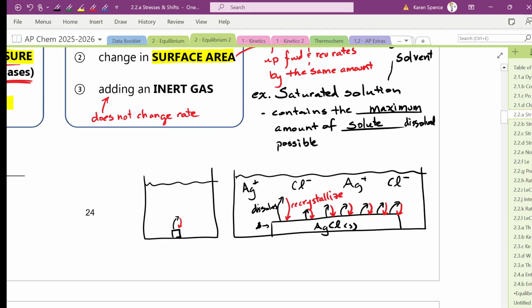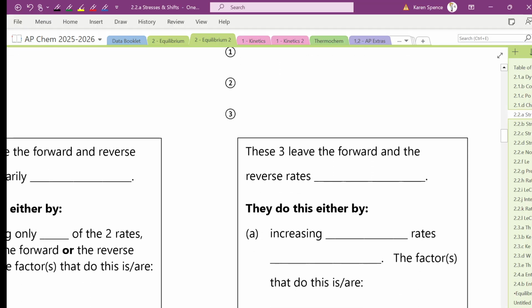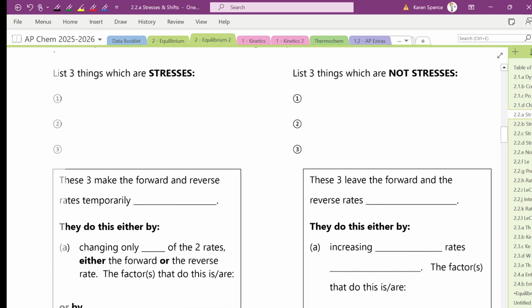All right. So right now, on the next page, you are going to list 3 things which are stresses and list 3 things which are not stresses. See what you can remember.